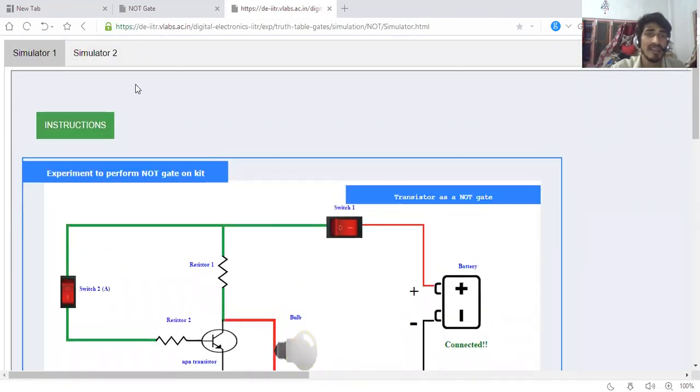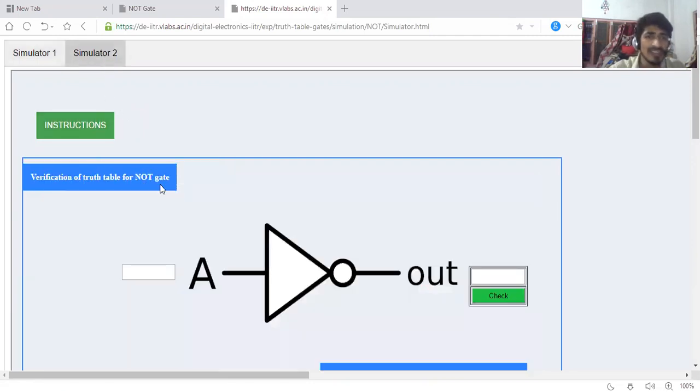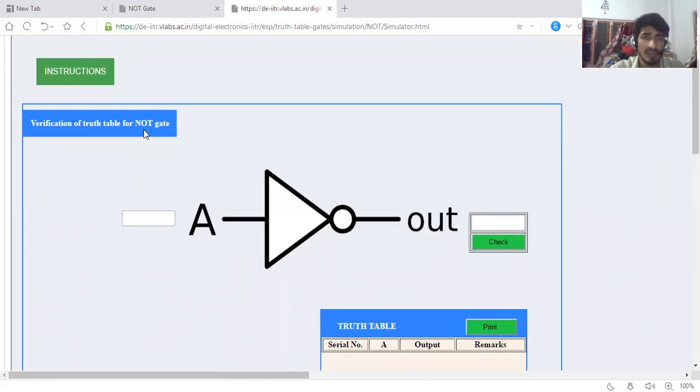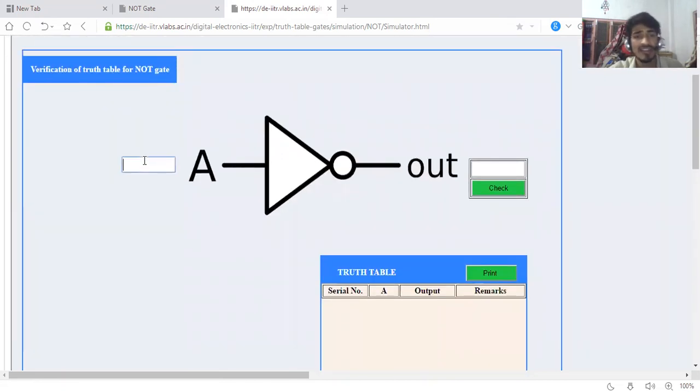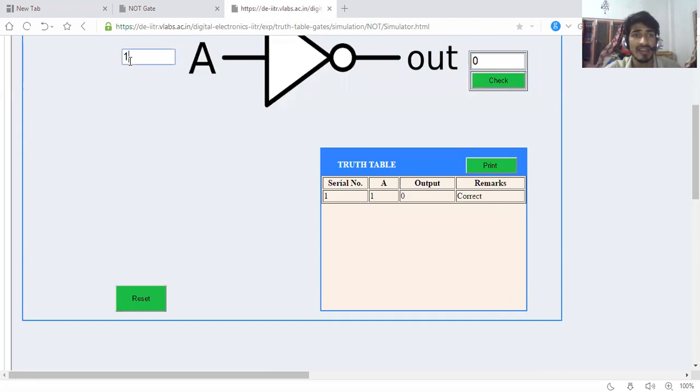And we check and verify the NOT gate truth table. This is the verification of the truth table for the NOT gate. Let's check the truth table. If the input is 1, the corresponding output is 0. This is checked over here, and this is the correct statement. Next, if the input is 0, the output is 1, and this is also correct. Thank you.